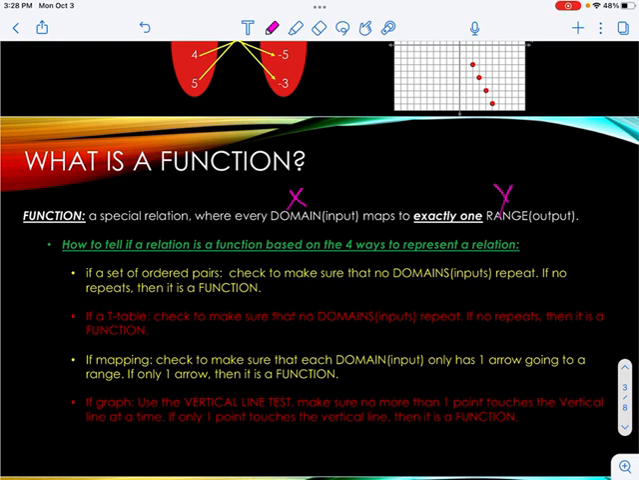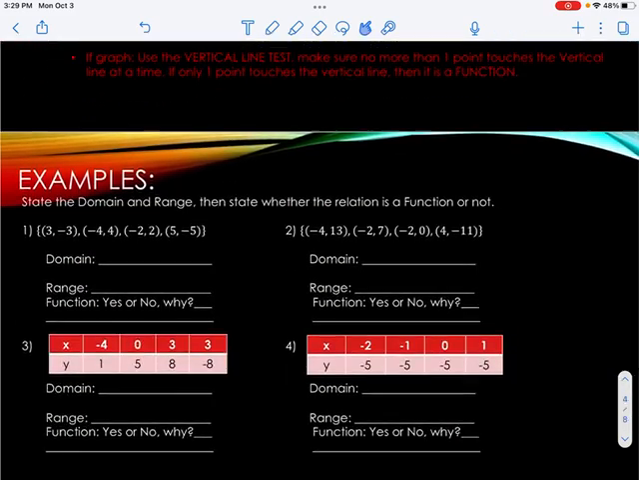Okay? Now, we also have this way to do it on a graph, which is a vertical line test. So what that simply means is if we look at a graph and we take a vertical line and slide it across that graph, if the picture ever meets one or more points, so any more than 1 point at a time, then that makes it not a function. If it meets only 1 point at a time, then it is a function.